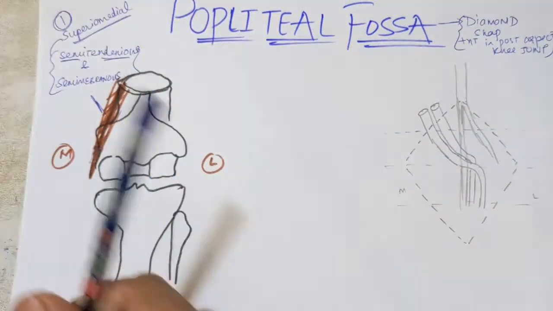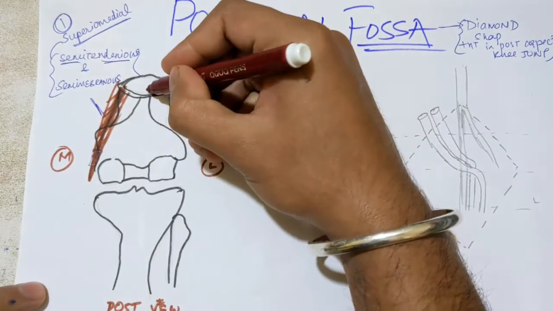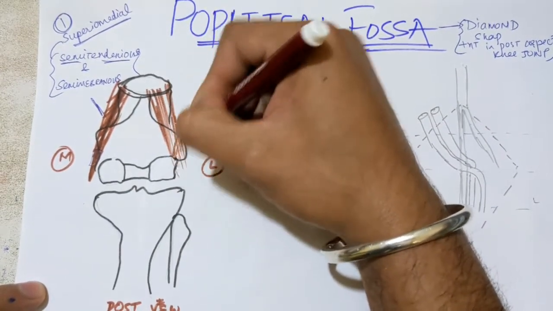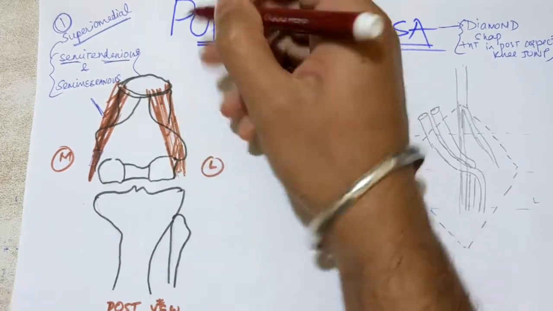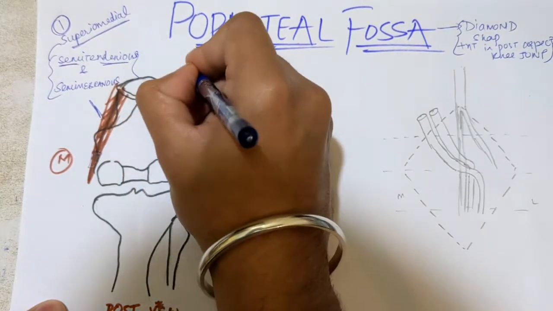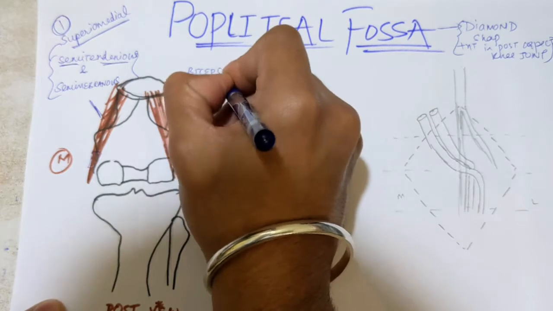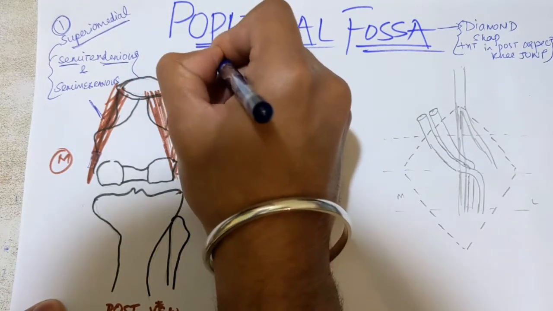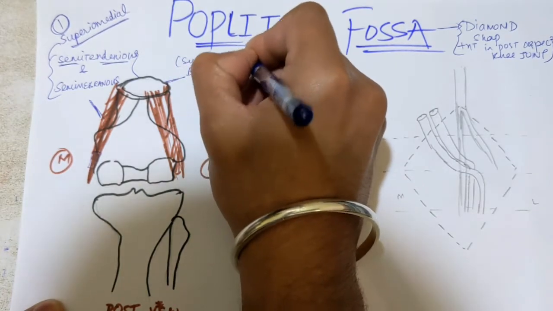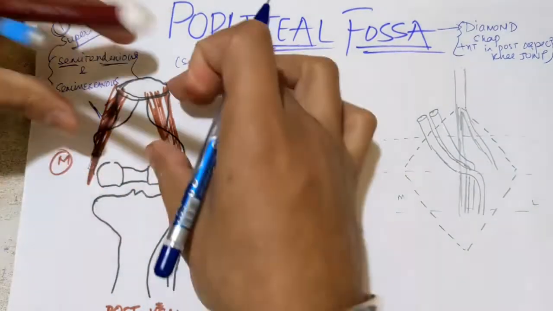And similarly the superior lateral boundary. This is the lateral side, so it will be formed by the biceps femoris muscle. So this muscle is biceps femoris, and it will be forming the superior lateral boundary. So this much is done: the superior portion, superior medial and superior lateral, by these three muscles.